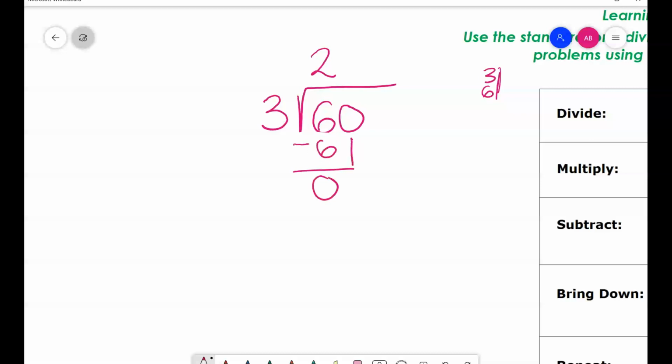And then I have 0 over here, I bring it down. 0 divided by 3 is just 0. So the answer is 20.